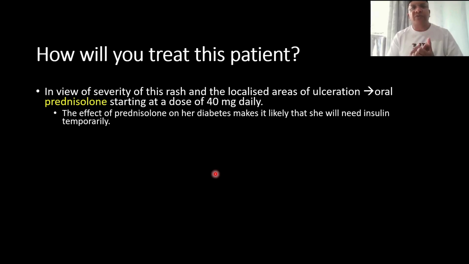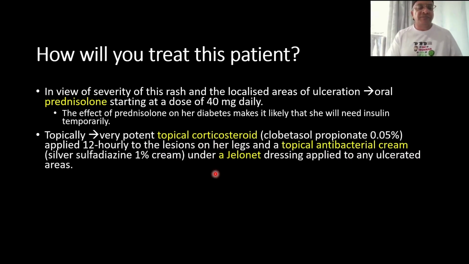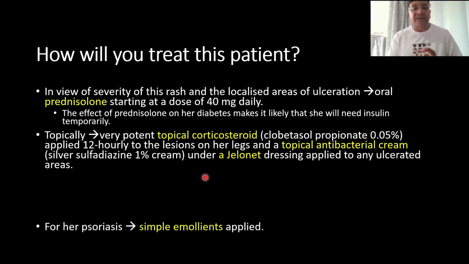And the effect of prednisone on her diabetes is likely that she will need insulin temporarily, because it's going to bump up your glycemic control. Topically, a very potent topical corticosteroid. In this case, we use clobetasol propionate 0.05%, applied 12 hourly to the lesions on her legs, and a topical antibacterial cream, while silver sulfadiazine cream does a great job, under a gelineate dressing, applied to any ulcerated areas.